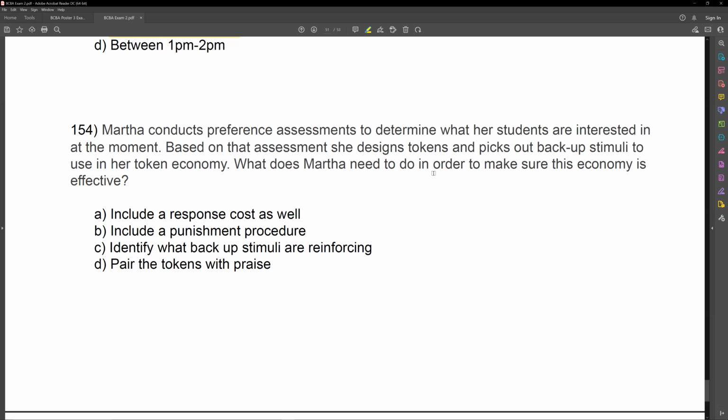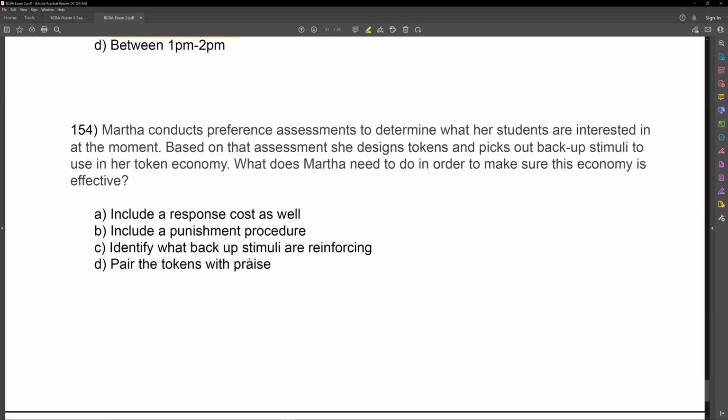No, certainly not, right? Tokens are inherently positive reinforcement, right? We're giving tokens as reinforcement. No need to include a punishment procedure just because, right? So additionally, a response cost is a punishment procedure, and we just said that's not necessary. So A and B are wrong.